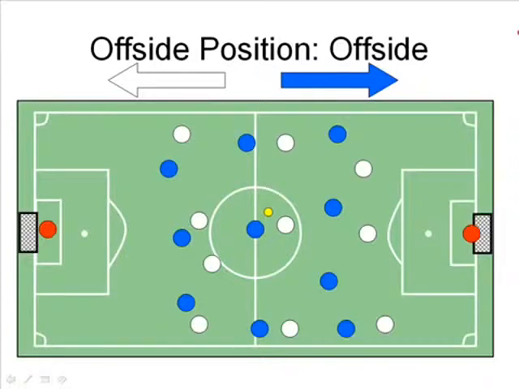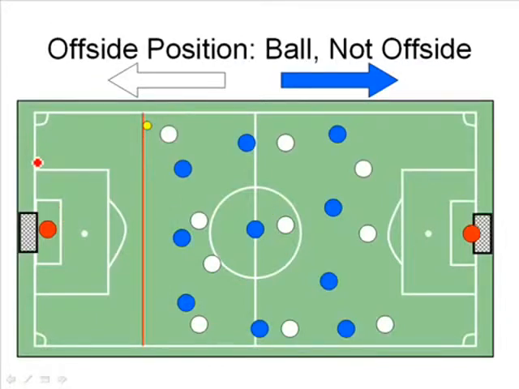A player is in offside position if he doesn't have at least two players between himself and the goal line. In this case, this player here has two opponents between himself and the goal line. If the player moves up, he is now in offside position since he only has one player between himself and the goal line.